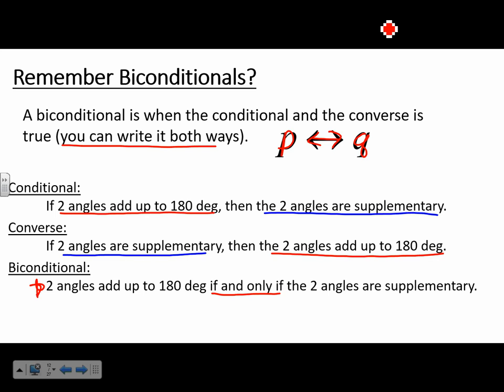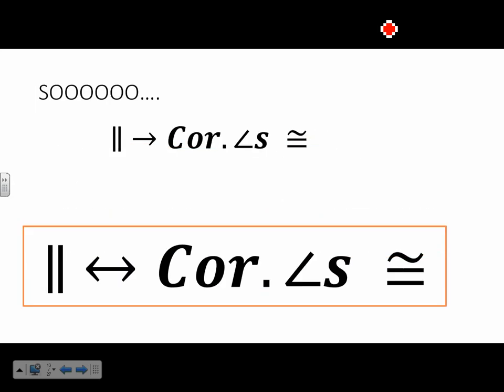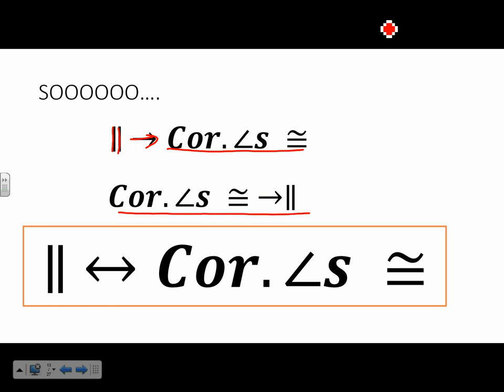The reason this is nice is because now we can write corresponding angles like that. If the lines are parallel, then corresponding angles are congruent. Then the converse is also true: if corresponding angles are congruent, then the lines are parallel. So if you write it this way with a biconditional, it doesn't matter whether you're proving the lines are parallel or whether you know the lines are parallel. It doesn't make any difference. If you ever use the corresponding angle theorem, you can just do it that way, and that covers all of it. So that's how I'm going to be writing it for probably the rest of this chapter and the rest of this year.